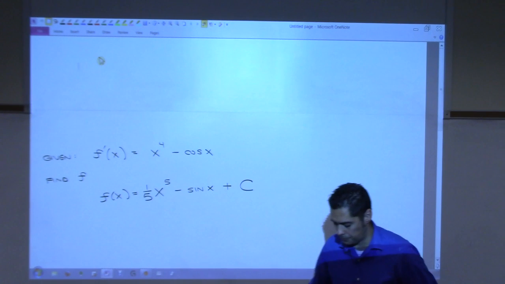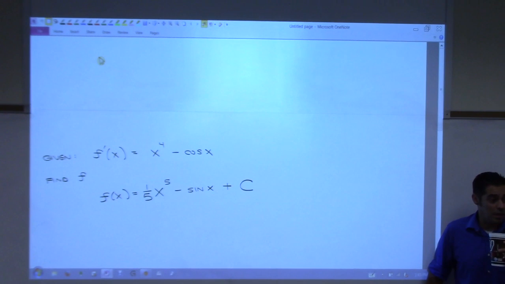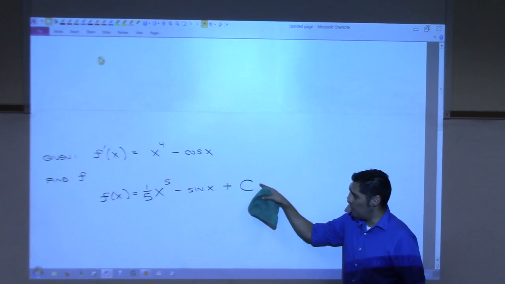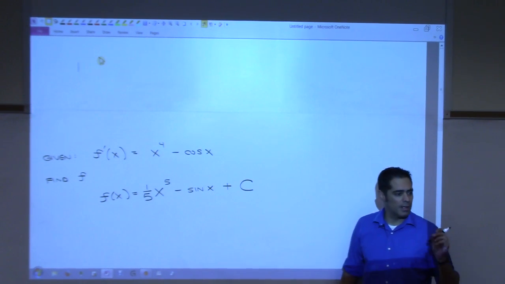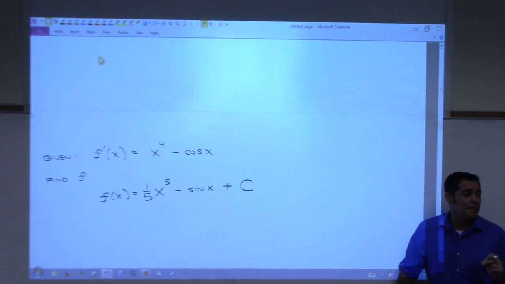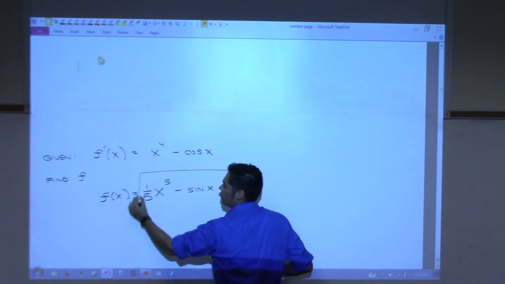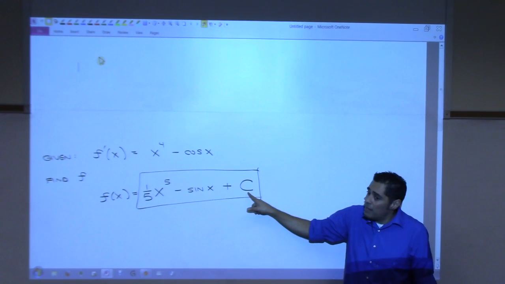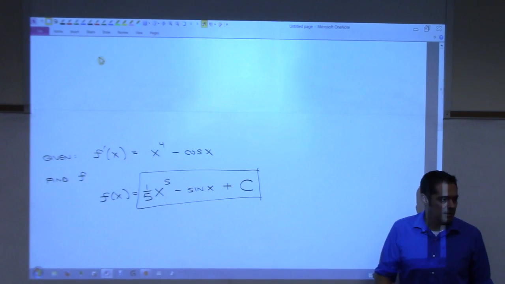Yes. So when we find these, we don't need a specific number for C. No, as a general solution, you need to put C. Right, that's what I'm saying. You need to just put C, but don't forget to put C, because if you leave it off, then you're only giving one answer. There's actually an infinite number of answers, because I could add any C to this. But they all live in what we call the same family.